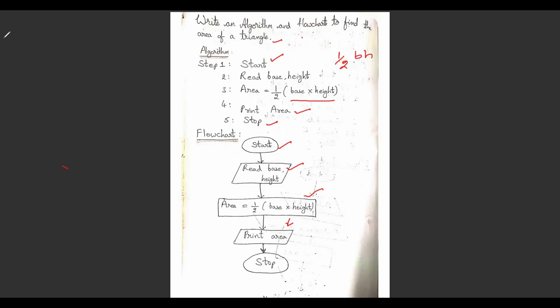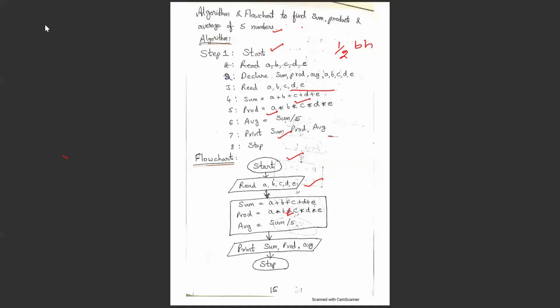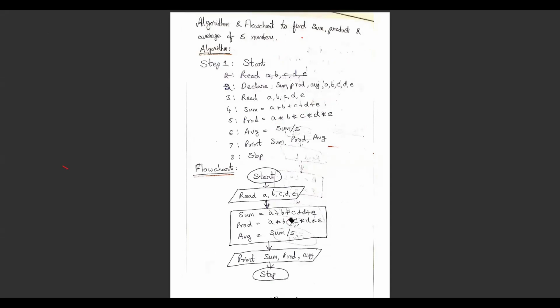In the same way, let me go with one more example. Many such examples are there, and I would like to go through all of them. So just see here now. You need to find the sum, product and average of five numbers. So I'm going to take five numbers. I'm going to find the sum of all those five, I'm going to find the product, and I'm going to find the average of those five numbers.